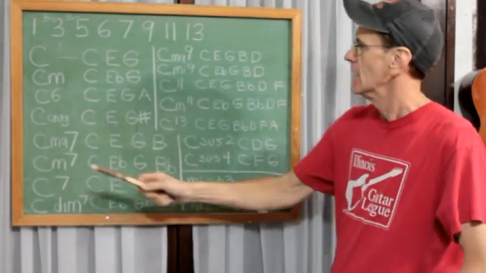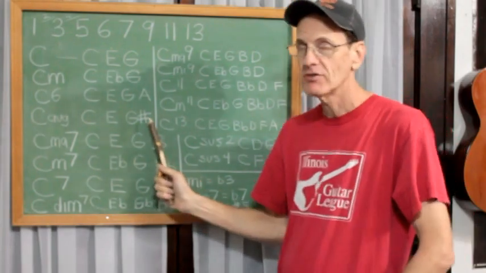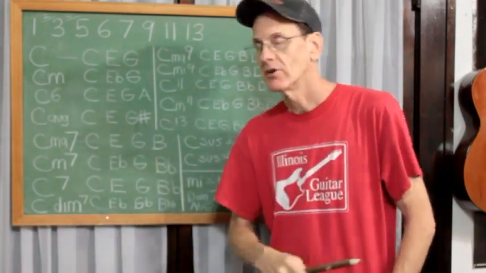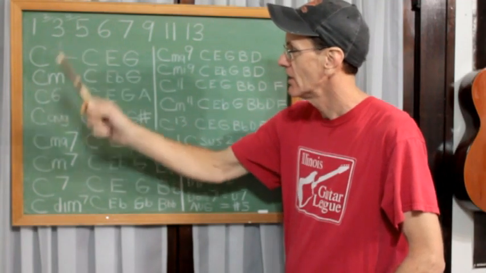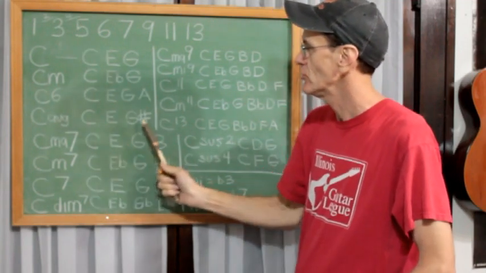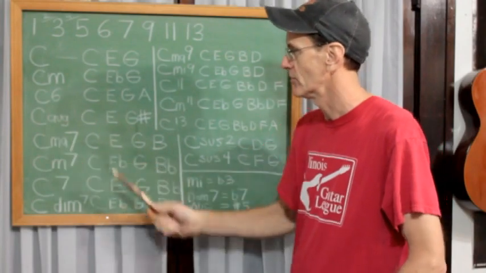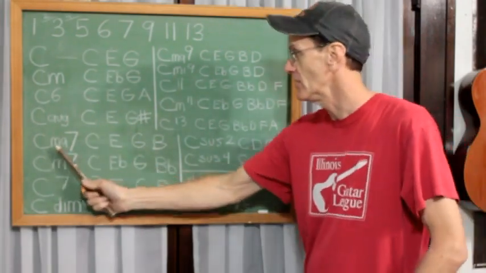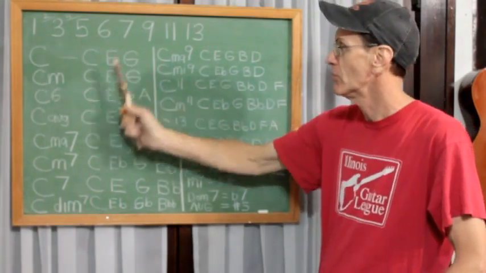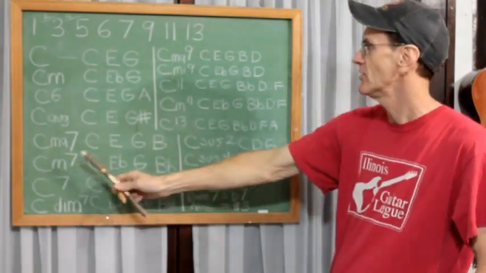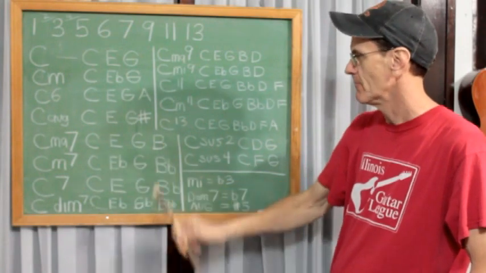Okay. C augmented. Augmented is always going to mean the raised fifth. So you raise the 5th note, sharp it, and then you get C, E, G sharp, and that forms your C augmented. C major 7 is 1, 3, 5, 7. Put them all together, you have C, E, G, and B.